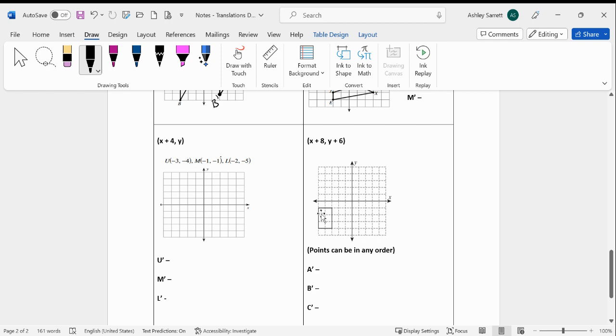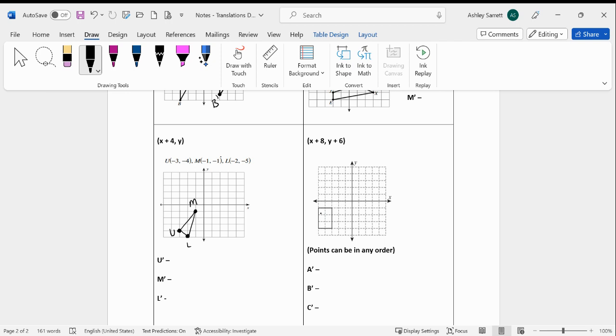All right, our last example. This one has not been graphed for us, so we need to go ahead and graph that. So we have point U at negative 3, negative 4. Point M is at negative 1, negative 1. And point L is at negative 2, negative 5. All right, so I have another triangle.